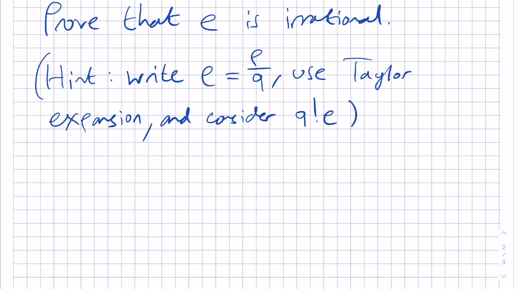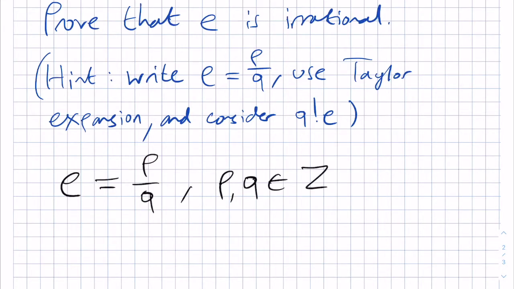We want to prove that e is irrational. And so we can start by assuming the opposite and attempt to get a contradiction. We start by writing e as p over q, where p and q are integers as usual, and q is not 0.